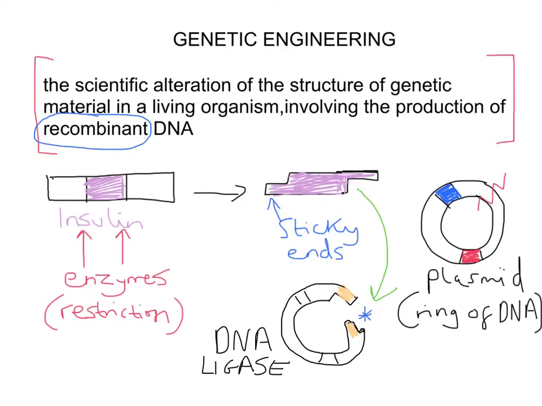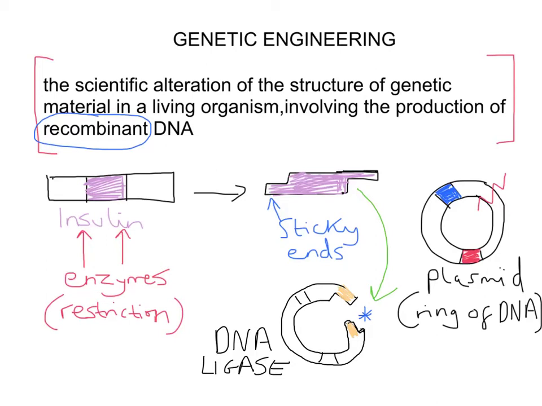You take a sample of DNA, isolate the gene that you want and cut it out using restriction enzymes. That will form sticky ends. You use the same restriction enzyme to cut a bacterial plasmid or ring of DNA. You insert the chosen gene into that ring and seal it with DNA ligase, and then put that back into a bacterial cell, which would then be cultured and harvested to produce the required substance.